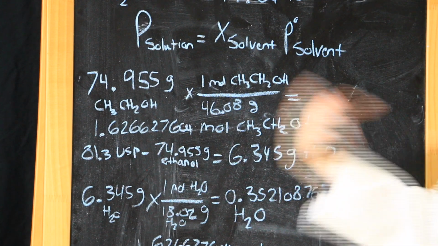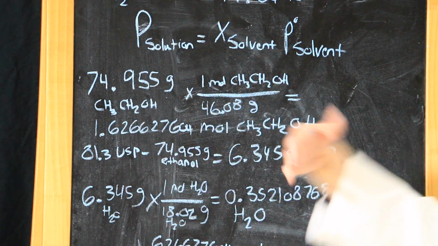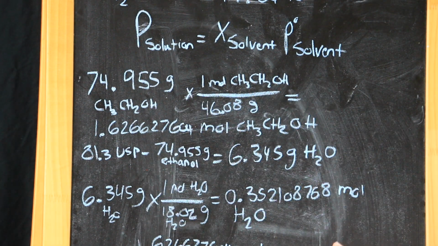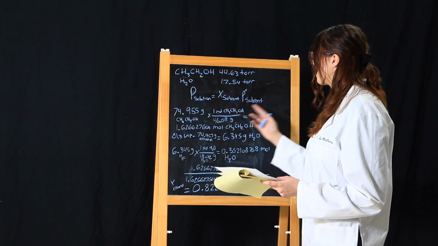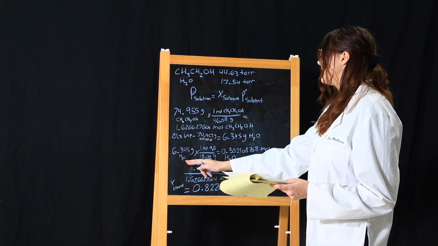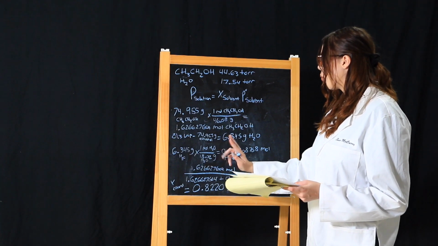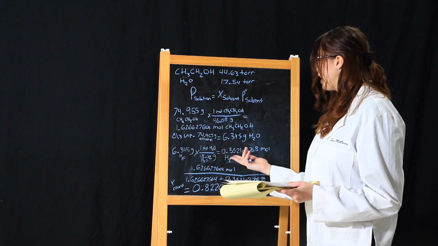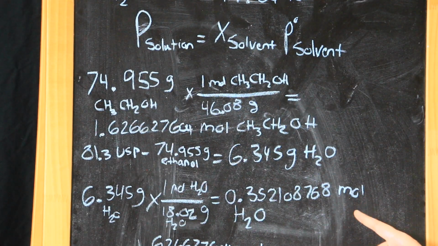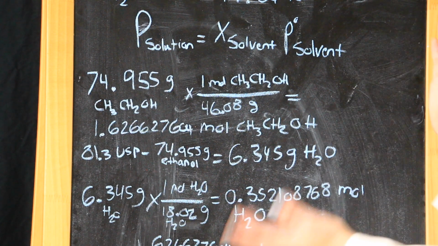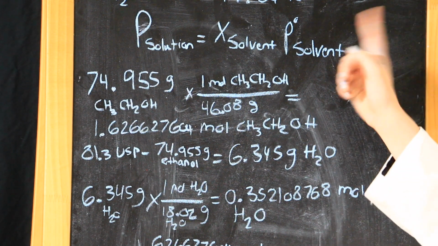I have done this simple subtraction problem and I got 6.345 grams of water. Similar to how we found the number of moles, we are going to multiply 6.345 grams of water times the molar mass, which is 18.02 grams, and you're going to get a number like 0.3521 moles of water.